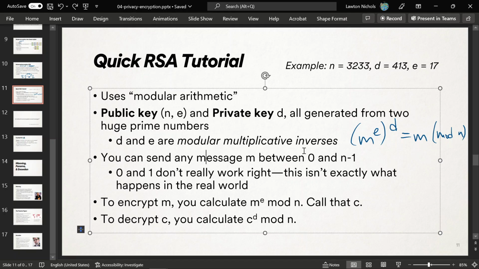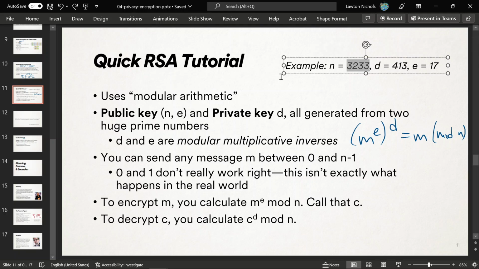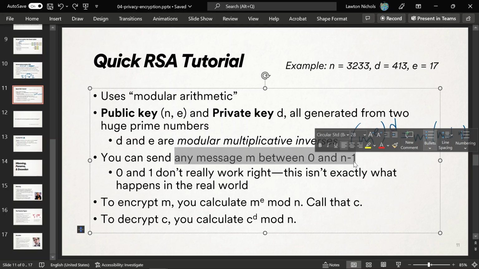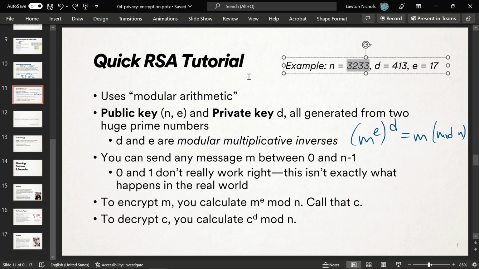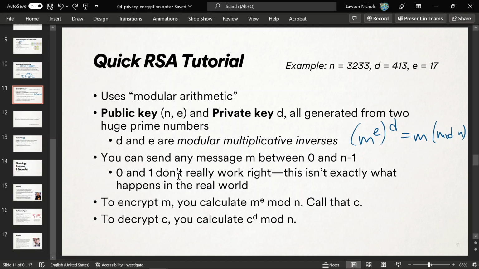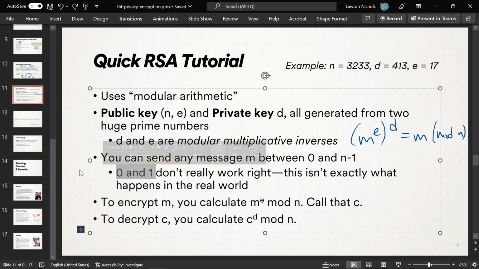Because you're eventually going to take mod n at the end of the day, you can only get back an answer that is a valid remainder by n. So any message that you send should be between 0 and n minus 1. You can't make anything bigger than that. If you need a bigger message, you need a bigger n value. And also 0 and 1 don't work very correctly because you end up with 0 and 1 at the end, and that's easy to crack. So usually the message is never 0 or 1.